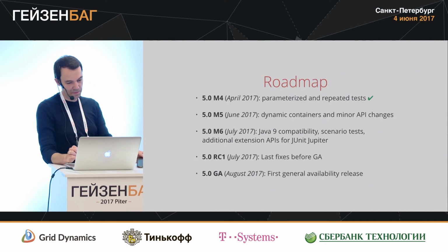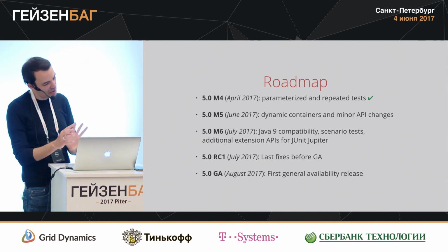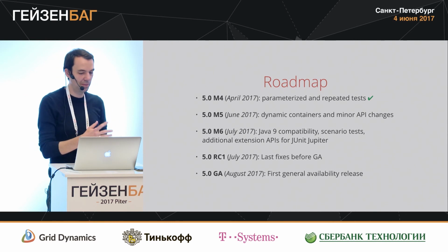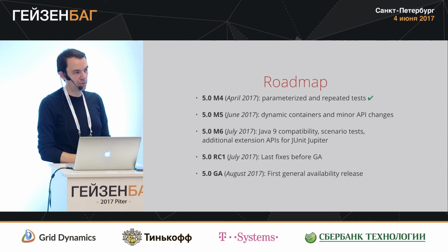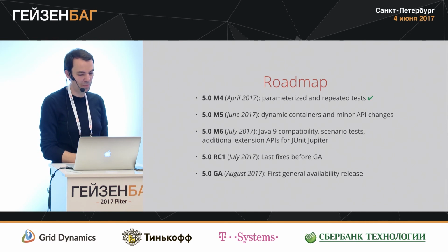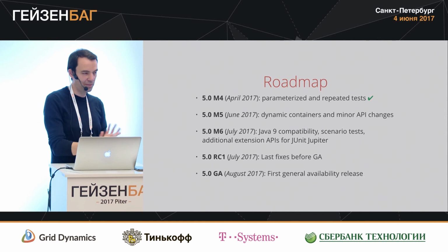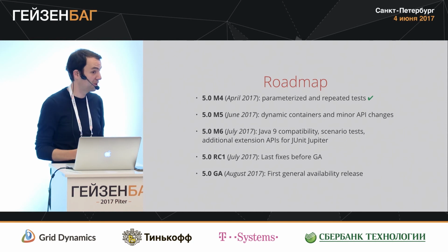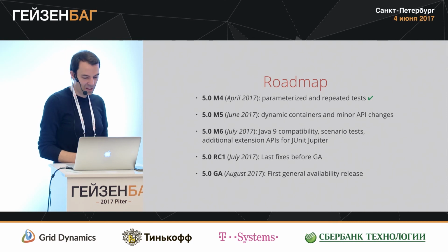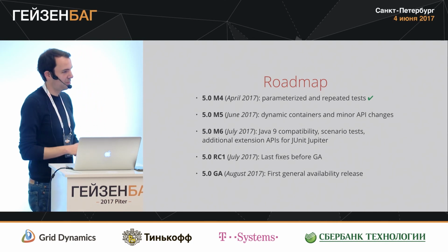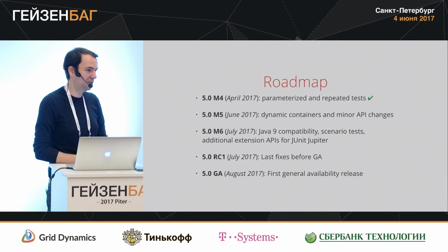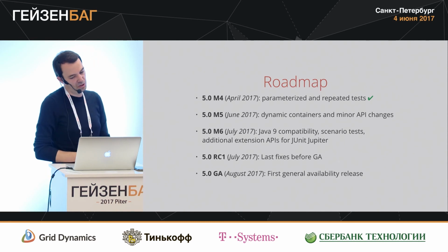All right, so this is our roadmap. We are currently almost at M5, so we'll introduce dynamic containers and do some minor API changes, and then M6 will focus on Java 9 compatibility. We hope to get some additional features in, but we have to see how much time we can find. We really want to ship the GA in August. It's been almost two years we've been working on this, mostly in our free time. So we want to have one release candidate before that, but we don't expect that we need two. It's really well tested, and we have gotten some feedback in the meantime, and we think it should be ready.